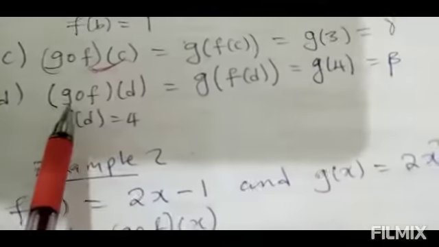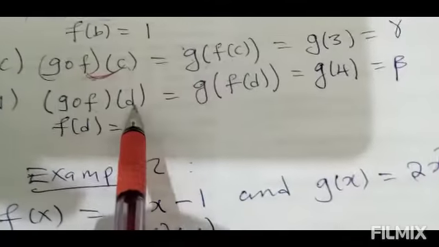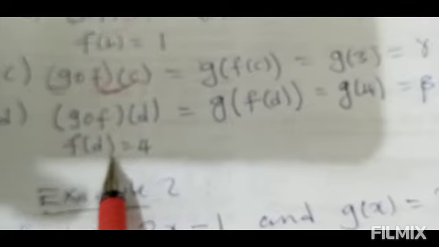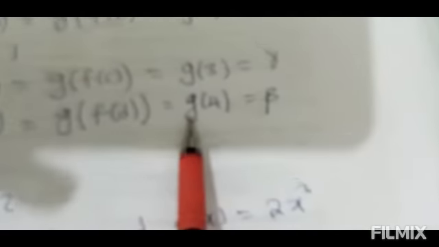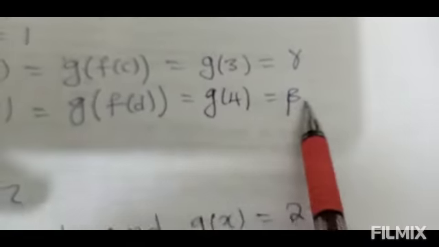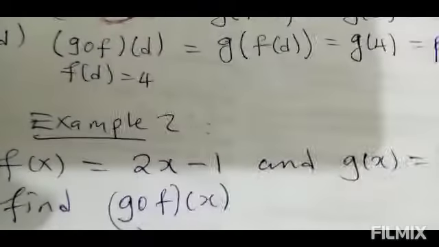Now g of f of d, same thing. f and d becomes f of d, g of f of d. f of d is 4. So this is g of 4. g of 4 is beta.